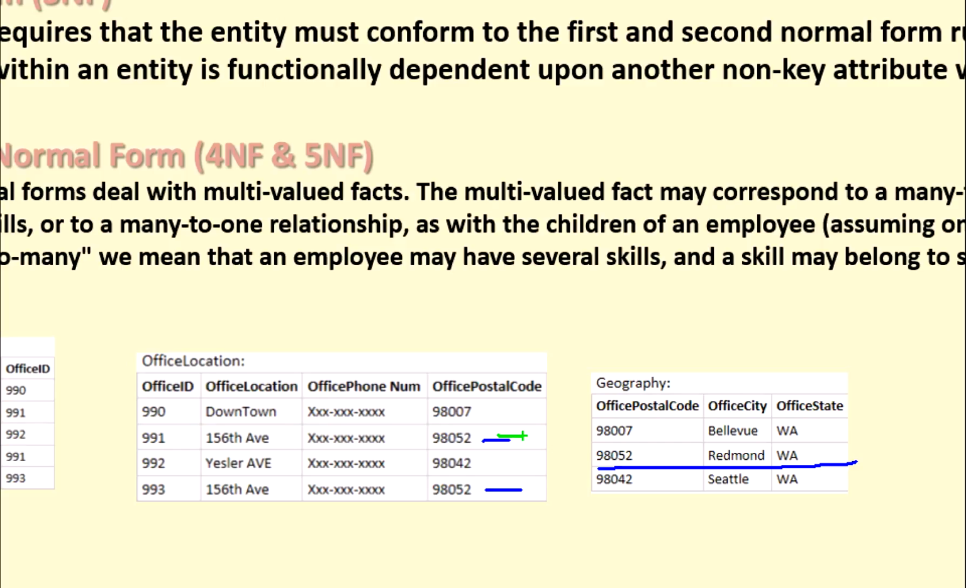This one, 98052, is office 991, and 993 also has 98052, and the mapping is in the geography table.